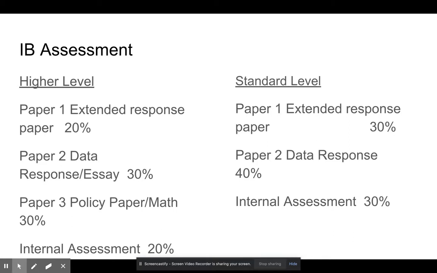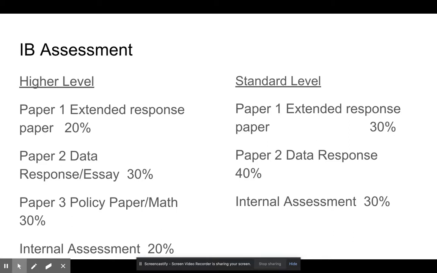The different assessment, IB assessment, higher level, is you have paper one, which is common to both. It's worth 20% for higher level, 30% for standard level. It's an essay paper. You have to do 2 long essay questions for both macro and micro. The second paper for both is data response. You get some data, and you have to respond to the data.